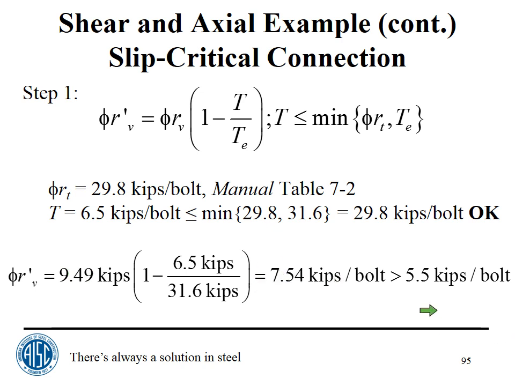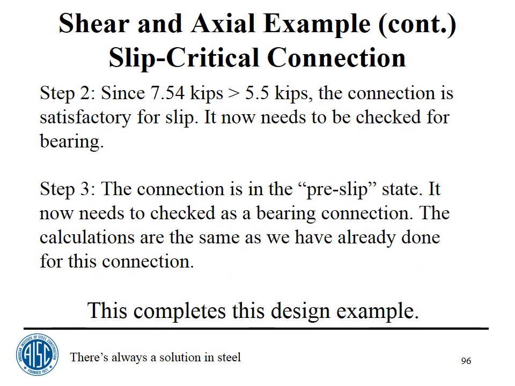That is greater than the required shear per bolt, which is 5.5. Since 7.54 is greater than 5.5, the connection is satisfactory for slip. It now needs to be checked for bearing. Step 3, the connection is in the pre-slip state. It now needs to be checked as a bearing connection. And the calculations that we do from this point on are exactly the same as we've already done for this connection. It's in the pre-slip state. We now check it for bearing. And this completes this design example.